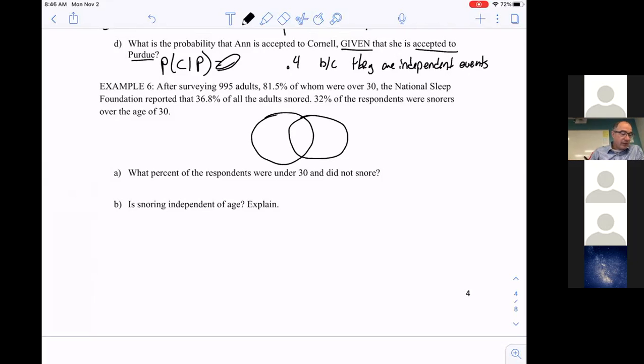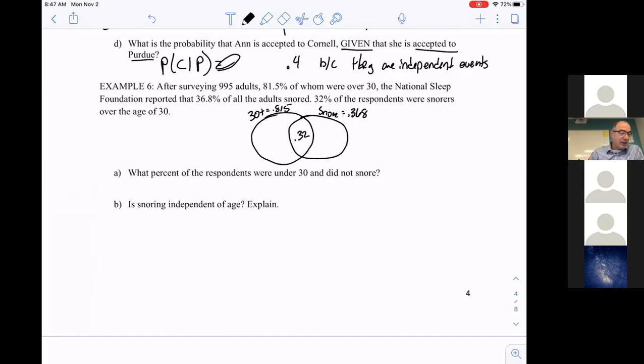So there's my Venn diagram. We have two events here. We have individuals that are 30 plus, which is going to be 0.815. We have people that snore, which is going to be 0.368. And then it tells me that 32% of the respondents were snorers over the age of 30. So that means we're going to have a 0.32 slip into this blank.